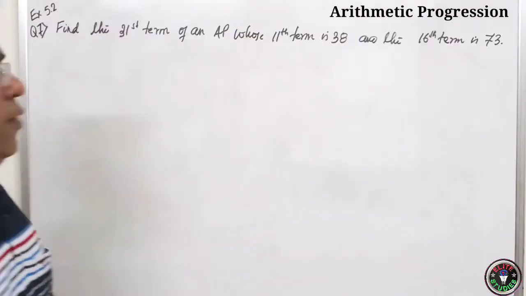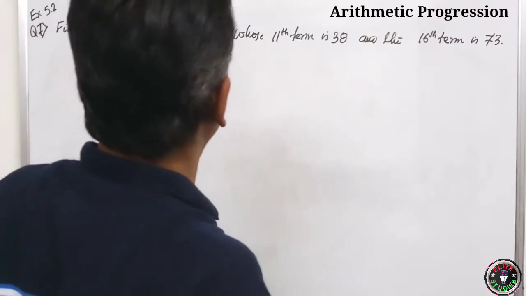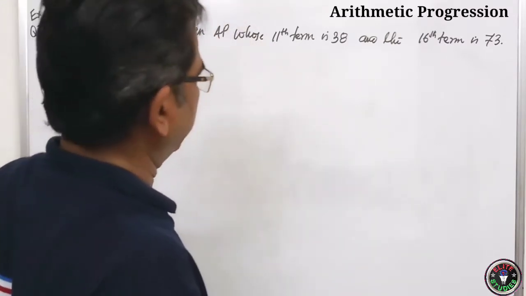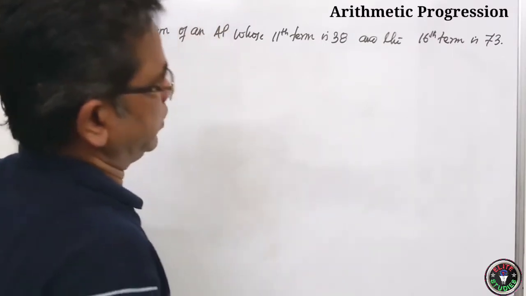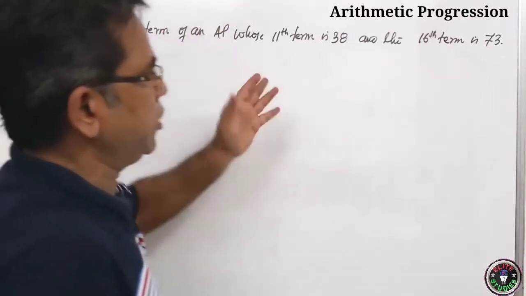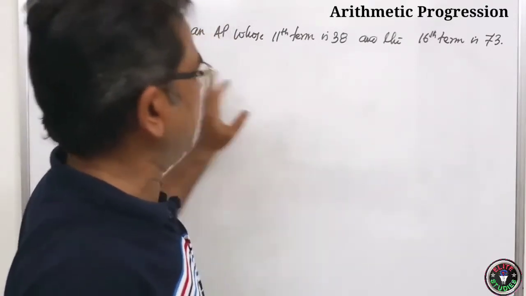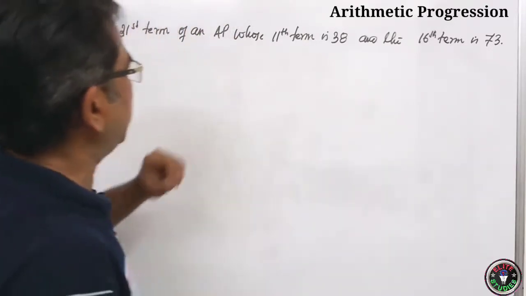And let us do question number 7. Find the 31st term of an AP whose 11th term is 38 and the 16th term is 73. Yes, this question is somewhat different. Nothing is given to us, you see. a is not given. The AP is not given at all. But what has been given?